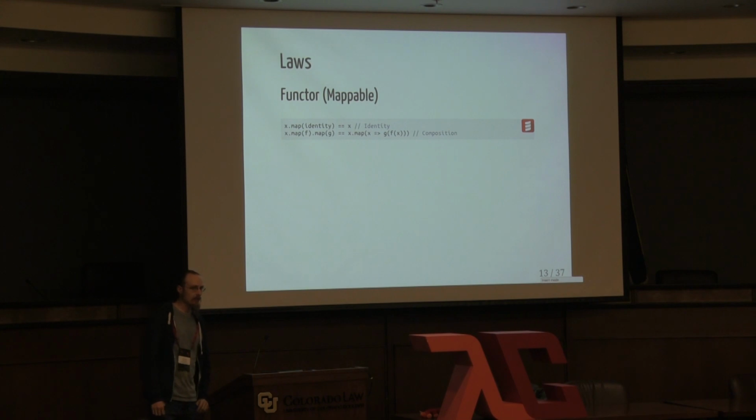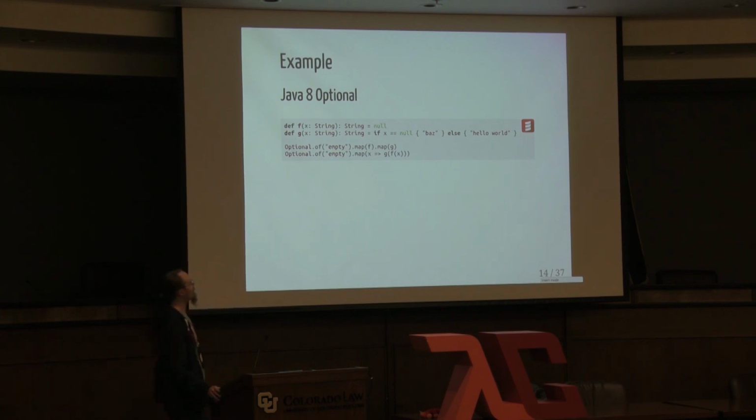It's usually the case because it's not possible otherwise. I haven't yet seen a data structure that does not obey this if it implements the functor laws. It's a rather specific case. I have a good example for that though. So let's talk about Java 8 Optional. Who's worked with that?